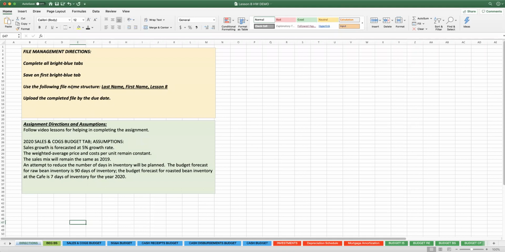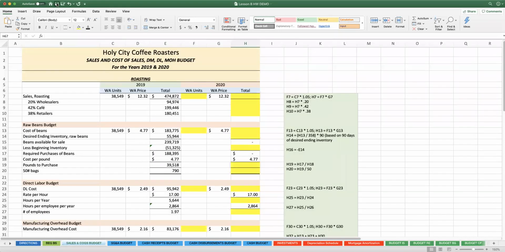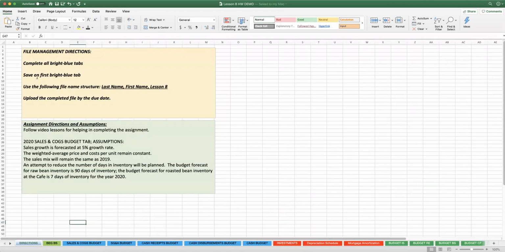And then use the following name structure to save the file: last name, first name, and lesson 8. And then also don't forget to save on the first bright blue tab. What I mean by that is, before you close the file to upload it to me, click on this and save right here on that tab. That way when I open the file, it'll be open at that tab and I can begin grading. So that's what saving on the first bright blue tab means. That's this one. And of course, upload and complete it by the due date. All the due dates are posted on the course management system.